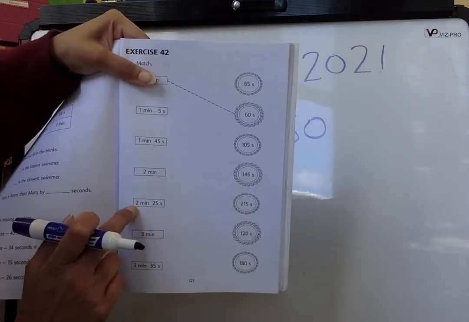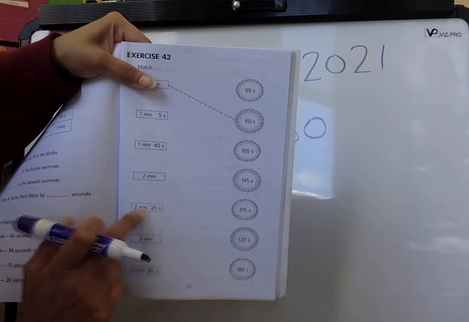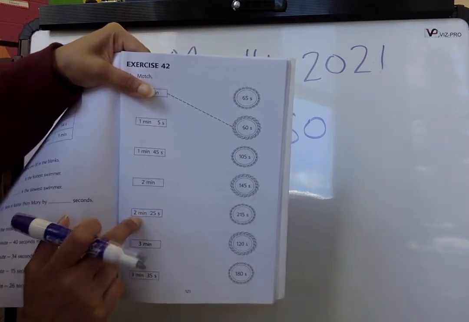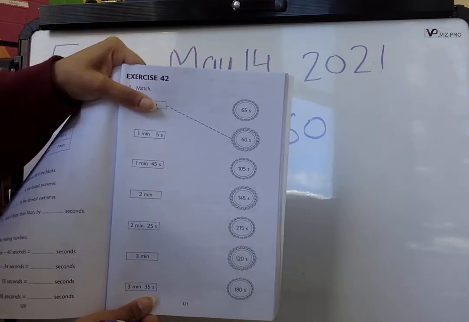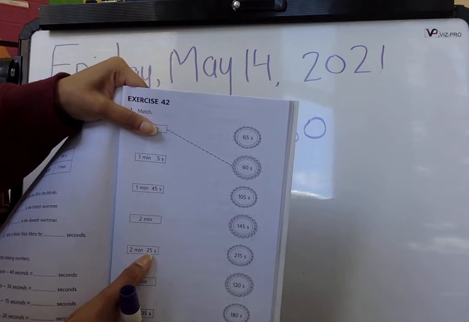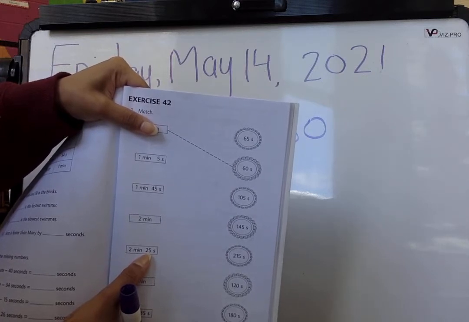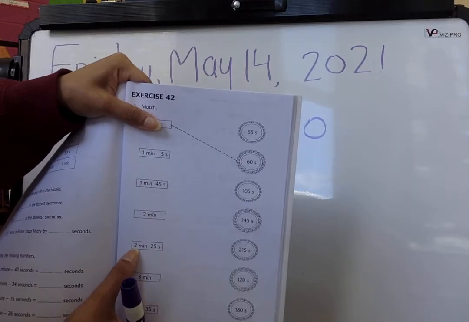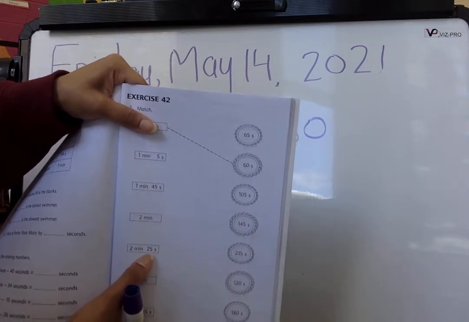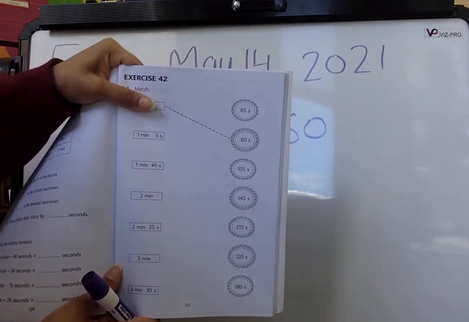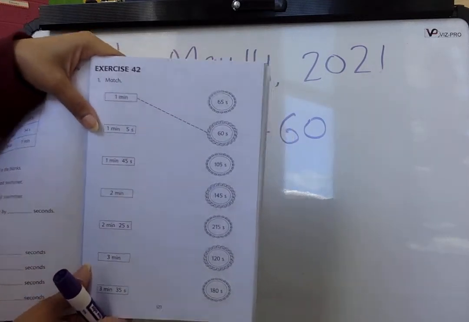And same with this, when it says 2 minutes and 25 seconds, what are we going to do? We know that 2 minutes equal 120 seconds. So 2 minutes and 25 seconds would be 120 plus 25. So you are going to see these numbers over here and you're going to match them accordingly, okay?